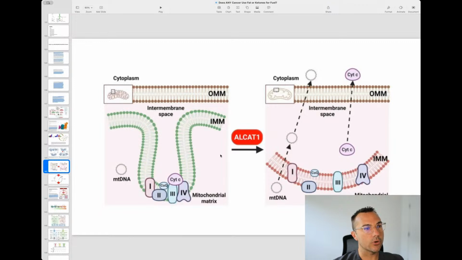And this is the mitochondrial matrix out here, where the mitochondrial DNA is at. And here are the cytochrome proteins. And these cristae, these enfoldings of the membrane, are critical for OXPHOS.